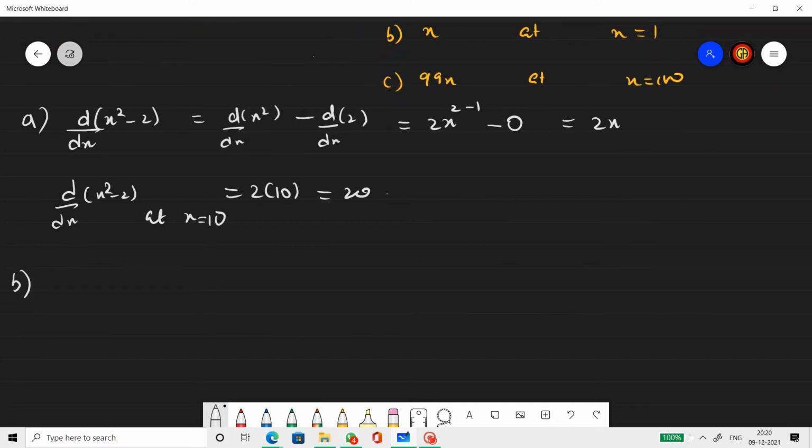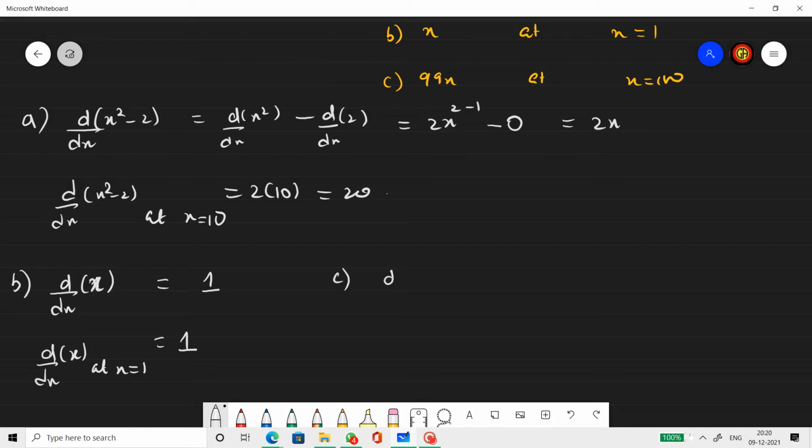Now second one. Find the derivative of x and what is the value at 1. So derivative of x is 1. Okay. Now what is the derivative of x at x equal to 1? Well, I don't have a place to substitute this one. It's already 1. So answer will remain 1.